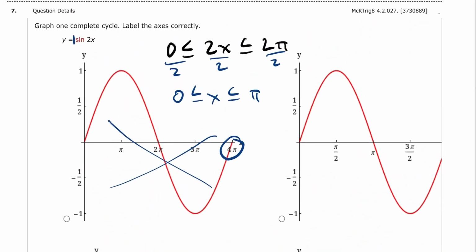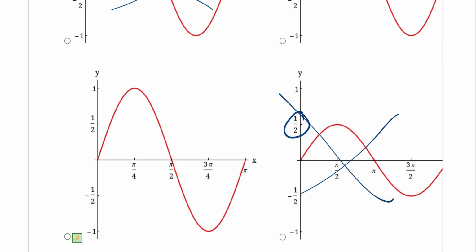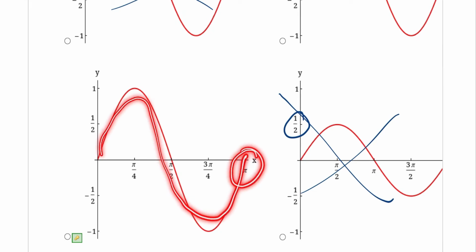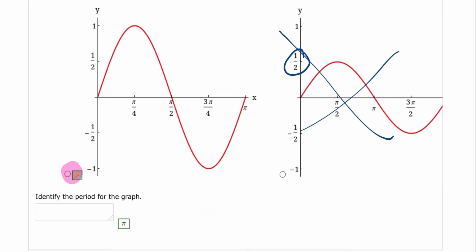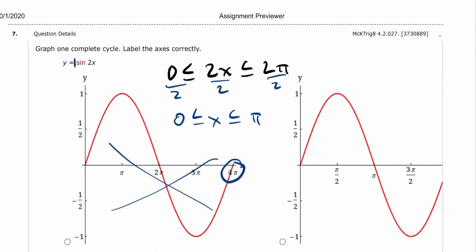And the difference is that the cycle should finish at pi. This one is going beyond pi. So it's got to be this one. It's got to finish at pi. And the period we said is pi. 2 pi over b. Well, 2 pi over b is pi. So that's your period.